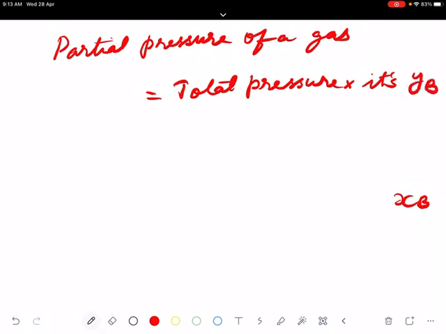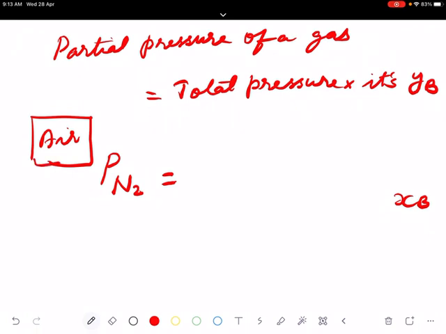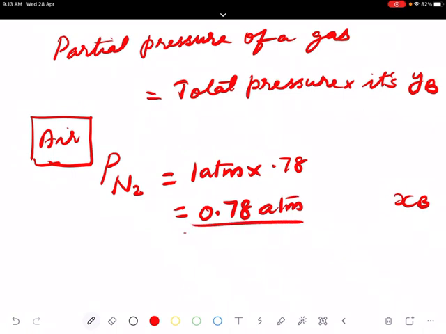So if you consider air, for example, the partial pressure of nitrogen, meaning the individual pressure of nitrogen, is equal to the total pressure of air at sea level, that is 1 atm, into the mole fraction, which in air at sea level is 0.78. Mole fraction has no unit. So what is the partial pressure of nitrogen at sea level? That is 0.78 atm. 0.78 atm is the partial pressure of nitrogen.